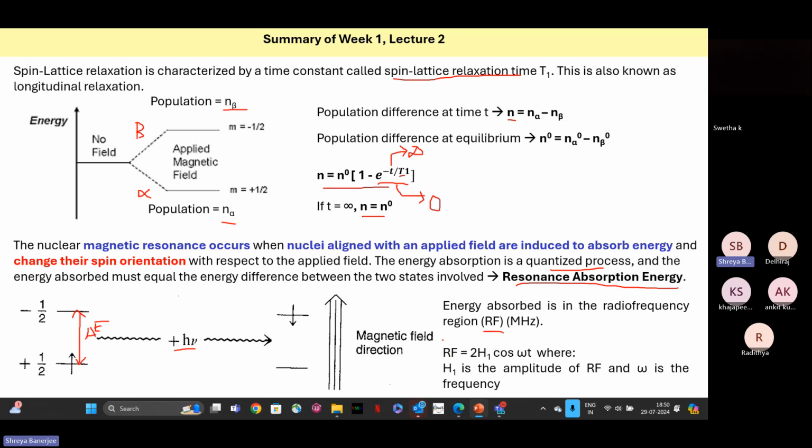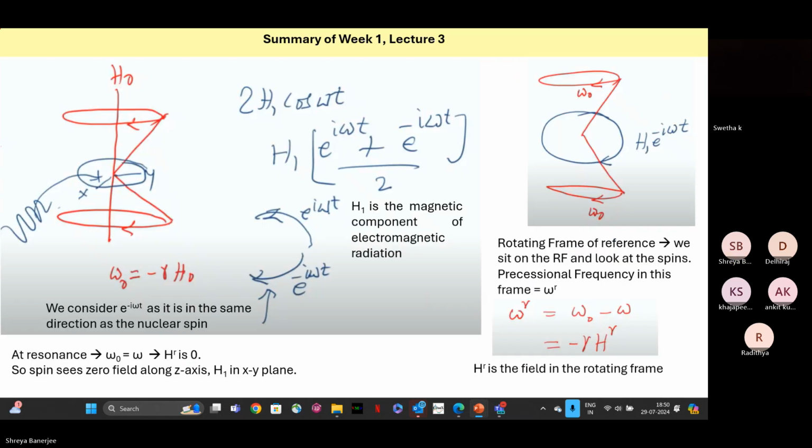The radio frequency is an electromagnetic wave, and so it can be represented by this kind of formula, which is 2 h1 cos omega t, where h1 is the amplitude of the radio frequency and omega is the frequency of the wave. So if you imagine a wave, the amplitude of the wave is h1 and the frequency of the wave is omega. So you have 2 h1 cos omega t as your radio frequency.